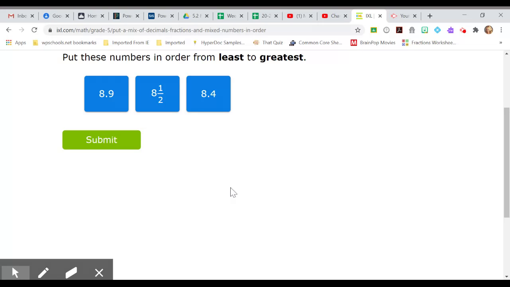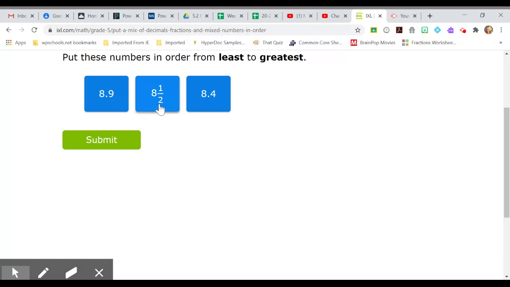Okay, so let's go ahead and get started. This first question says, put these numbers in order from least to greatest. So I have 8 and 9/10, I have 8.5 as a mixed number with a fraction, and 8 and 4/10 as a decimal. So I like to first think about what my mixed number with a fraction is going to look like as a decimal. I like to compare decimals to decimals. I find that easier when I'm putting things in order.